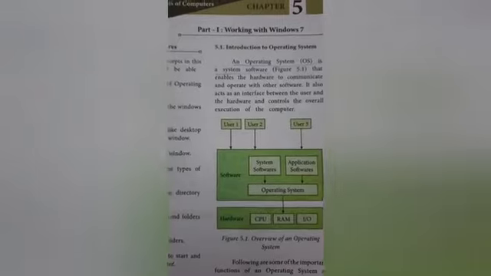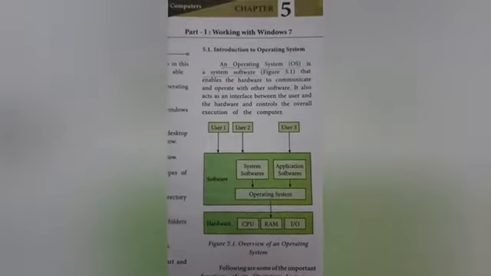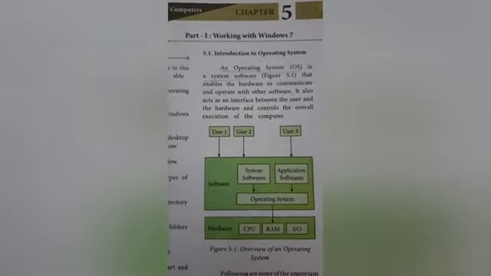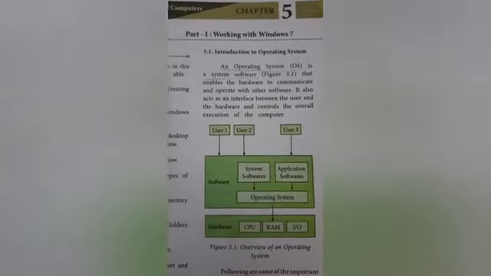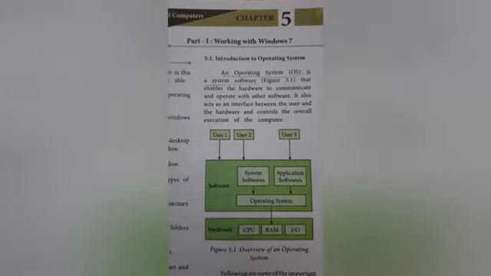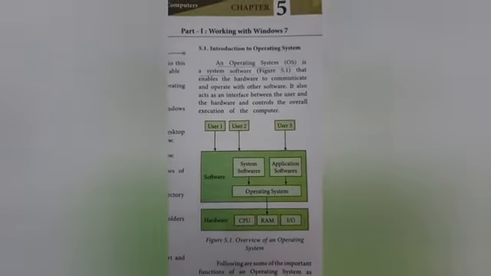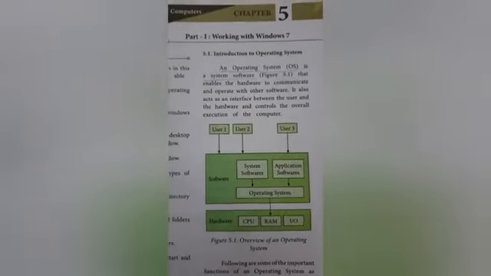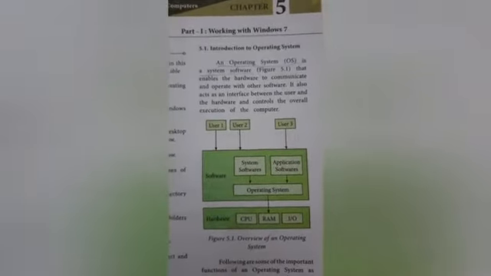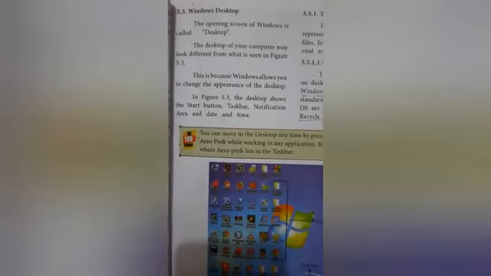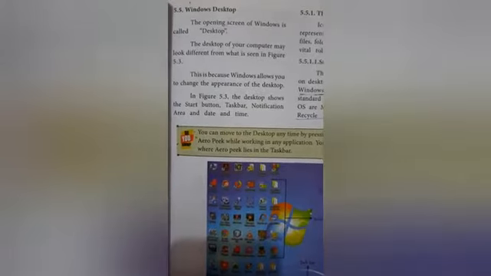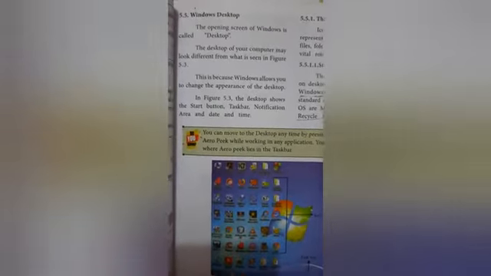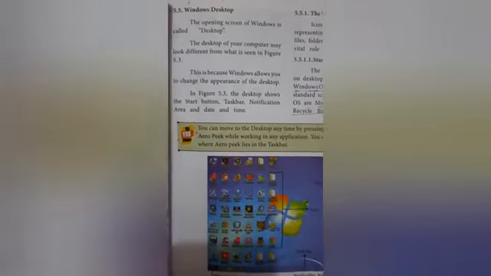Here in this video, we already discussed working with Windows, that means chapter 5 for the computer science and computer application students. Part 1 video we already discussed. In this video we will continue with this chapter 5, working with Windows 7, part 2 video. And here the topic is Windows desktop. Already we discussed up to mouse. Here we will start with the Windows desktop.